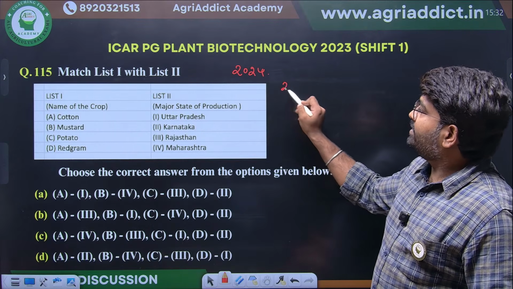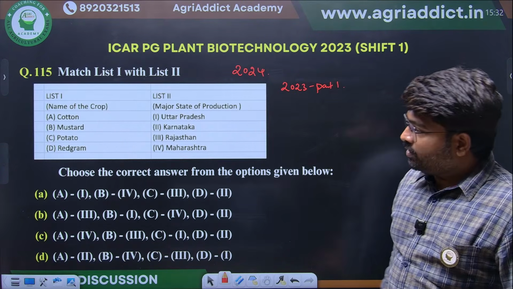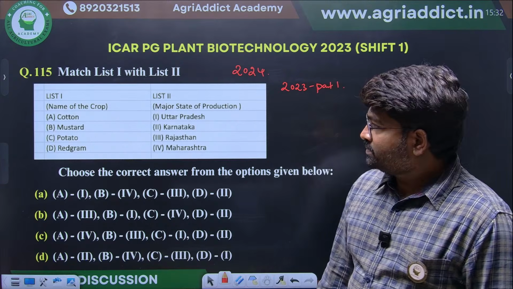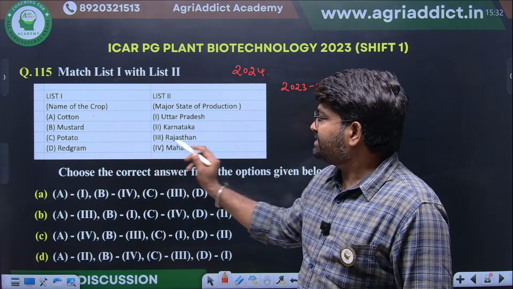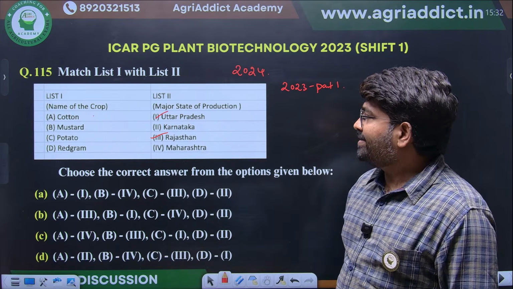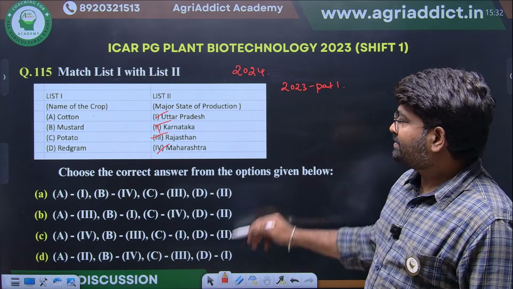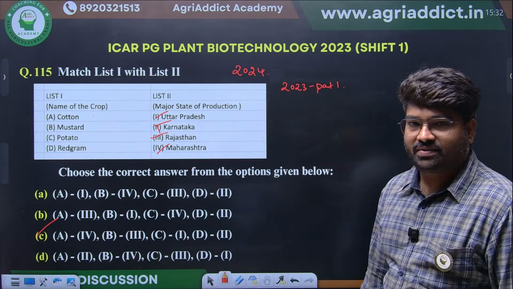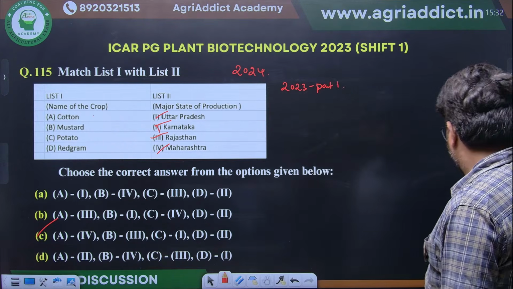In 2023 also the same question was asked in part 1. Okay, what different crops they have given and the major state of production. Cotton, where will be the major production? Mustard means Rajasthan, this we know. Then potato, UP. Red gram, Karnataka. Cotton, Maharashtra. Clear? This one is clear. So 4, 3, 1, 2. This is a very easy question only. I know you will answer. Okay, 4, 3, 2, 1.